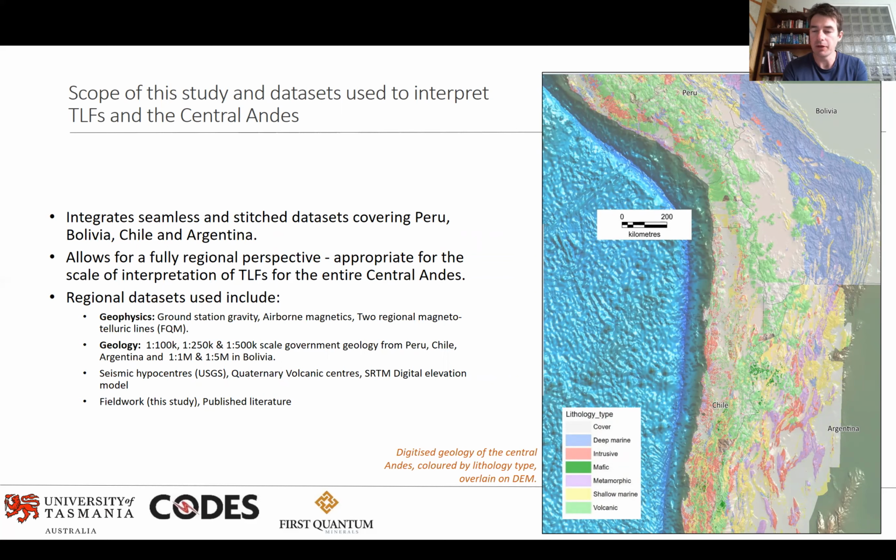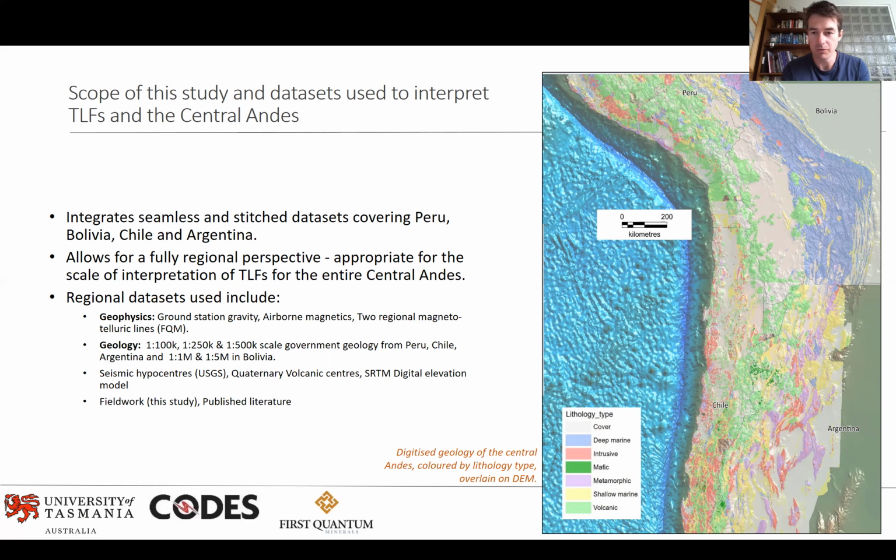However, there's been no study that covers the entire Central Andes to create a fully regional viewpoint of these regional scale structures, and to see if we can relate them to porphyry copper mineralisation on the scale of the Central Andes. The Central Andes contains 65 giant, so greater than 3 million tonnes of contained copper, porphyry deposits, and it is the most important copper province on the planet.